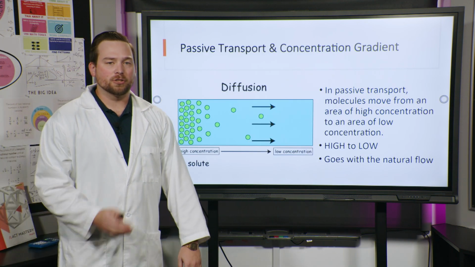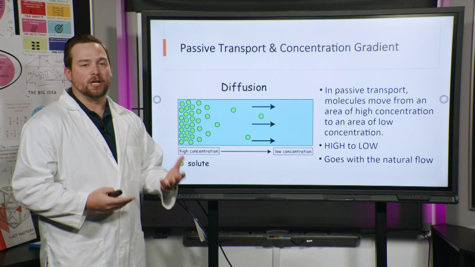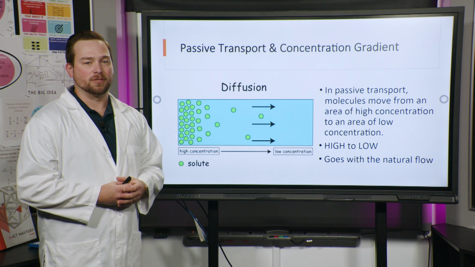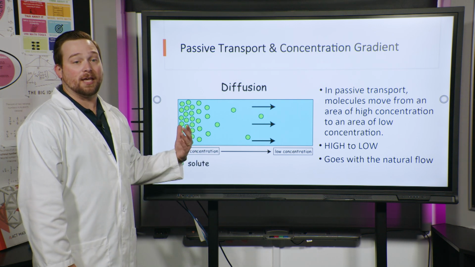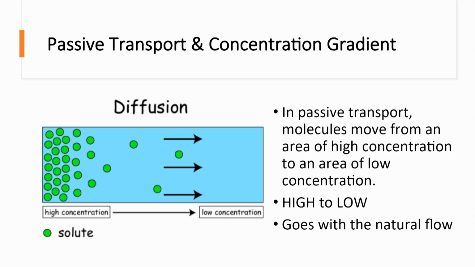Great. So let's look at diffusion and the concentration gradient a little bit just to review this stuff. This picture is an example of diffusion. What's happening here is when you have a lot of solutes in one area, and here we have all those green circles on the left, they have a natural tendency to want to spread out. That's called diffusion. In fact, humans are kind of like this too.